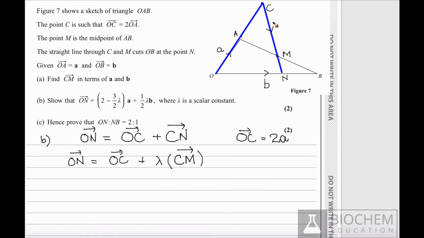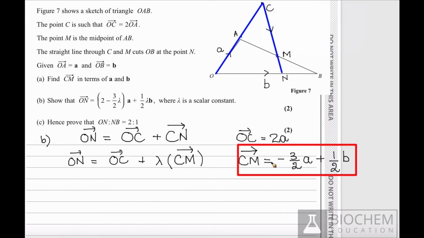So it could be, for example, if Cm vector is x, maybe 1.5x will give you the whole vector Cn. So we can write down Cm vector as a multiple to get to Cn vector. Now we will substitute the values of OC and Cm. Cm was found in the previous question, and that was Cm vector equals -3 over 2a plus half b.